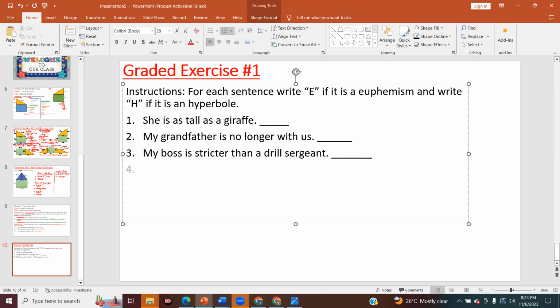Number 4. They had to let go some employees due to budget constraints.